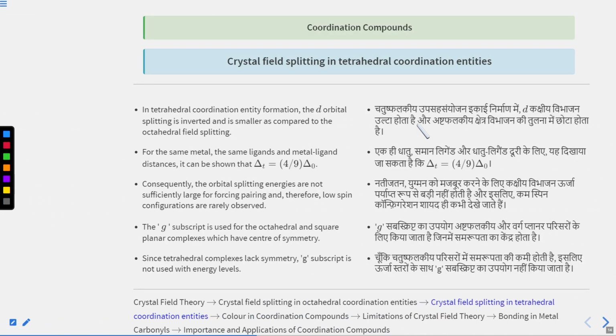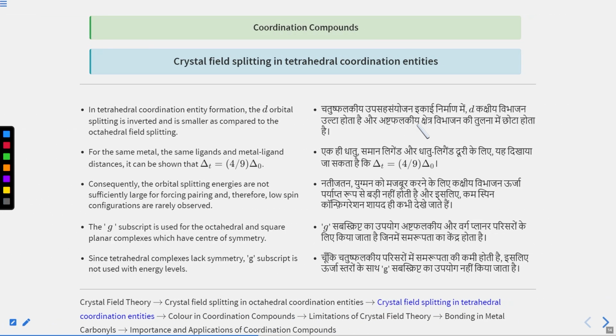Next, we will move to tetrahedral complexes. Now, one important thing is that delta T is 4/9 of delta O. So delta T is smaller than delta O, and this is the reason that tetrahedral complexes will always form high spin. It means first all the d orbitals will be singly occupied and then the pairing will take place. The reason behind it is that delta T is much less than delta O. So this is a very important point here.